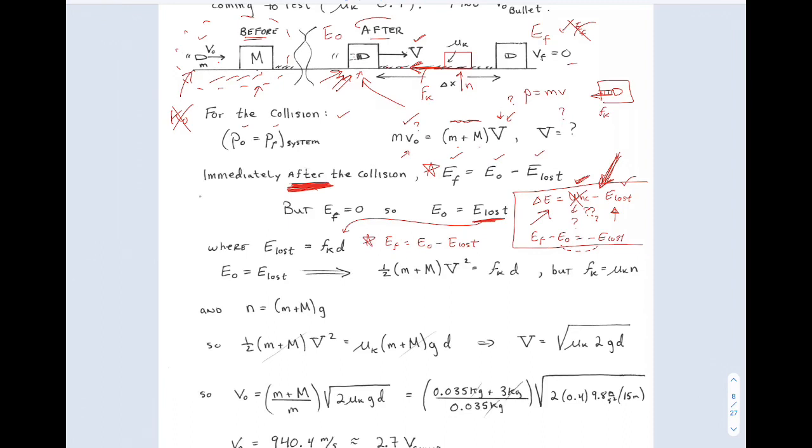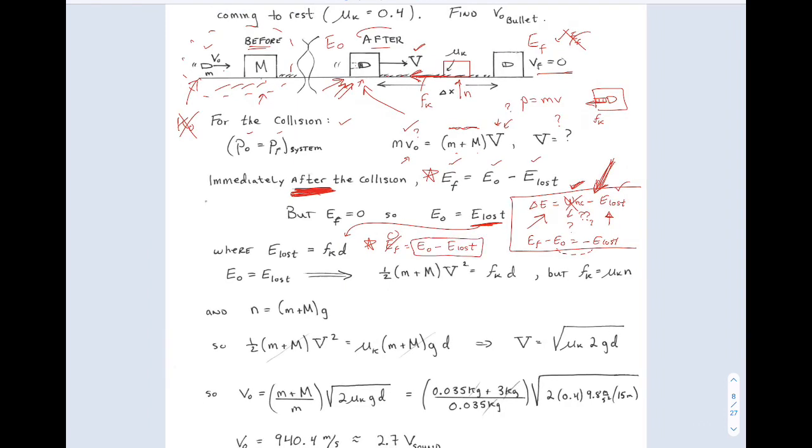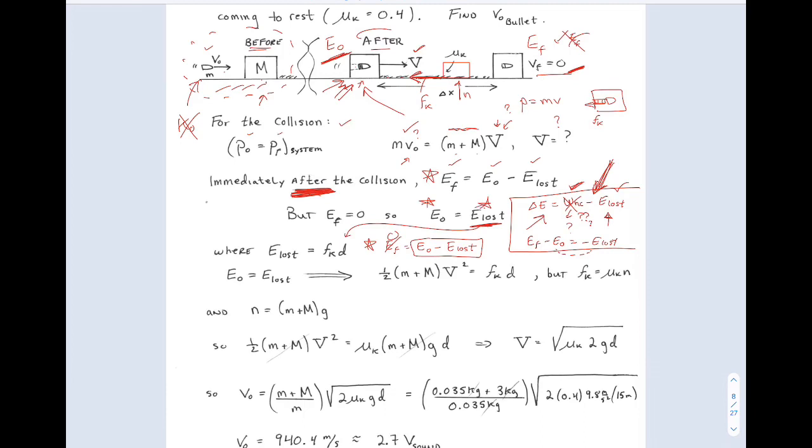So my final energy is 0, right? Because it comes to rest. Final energy is 0. So that says all I have left is E initial minus E lost is 0. So that's why I wrote that. So E initial is equal to E lost. So initial energy is all kinetic. Final energy is 0. Where did it go? It was lost. The kinetic energy was dissipated due to the kinetic friction force. So right here, I have E lost is F sub k d.